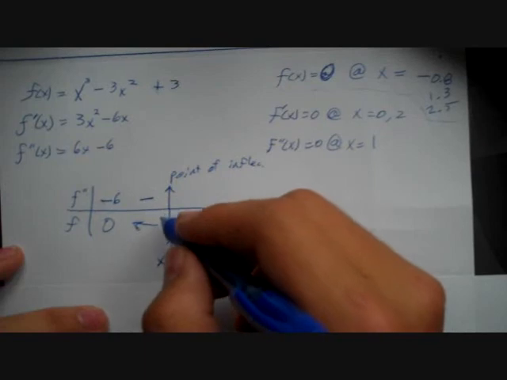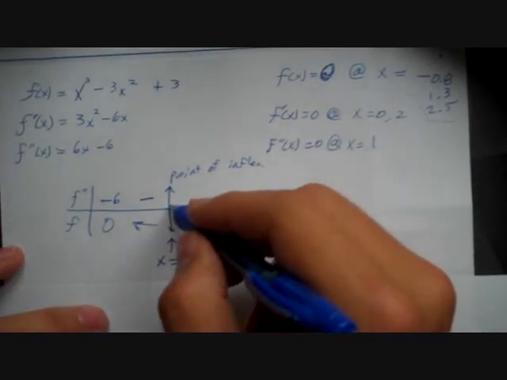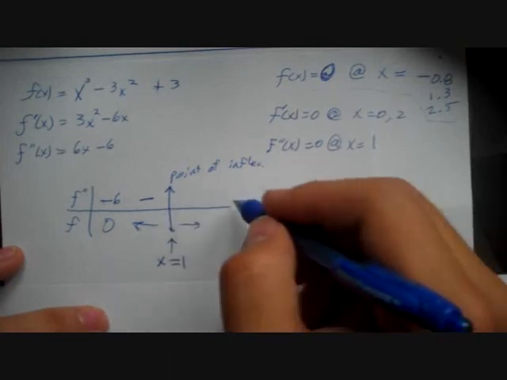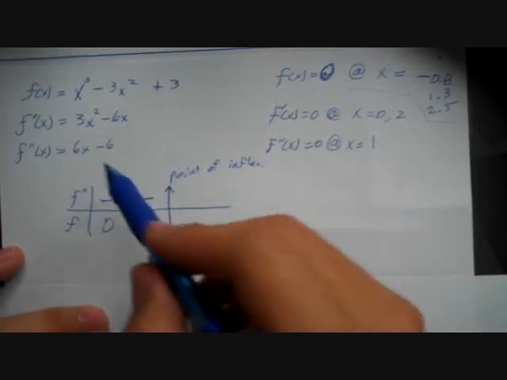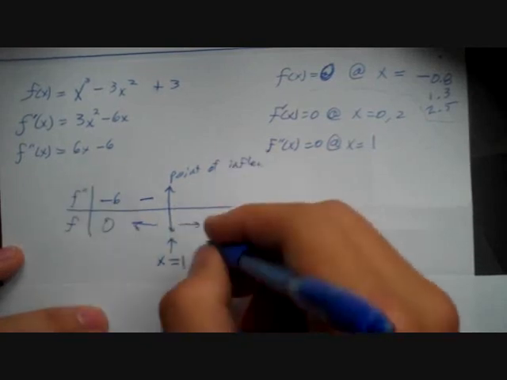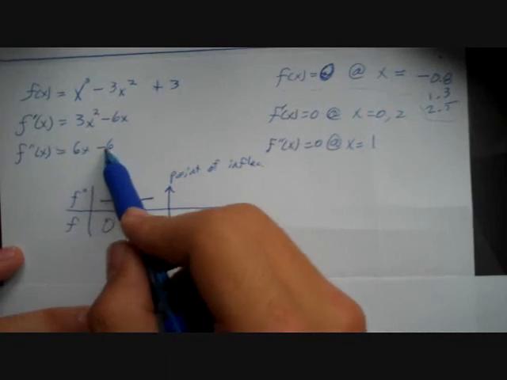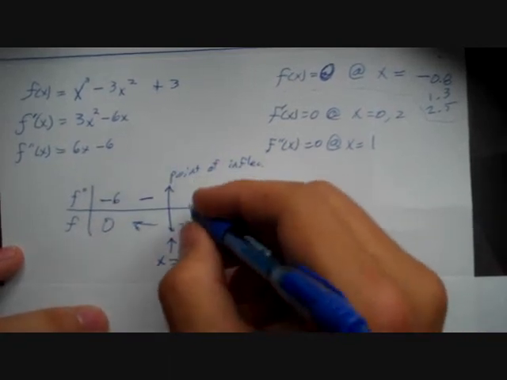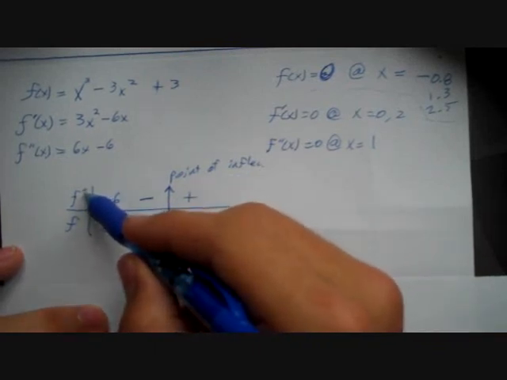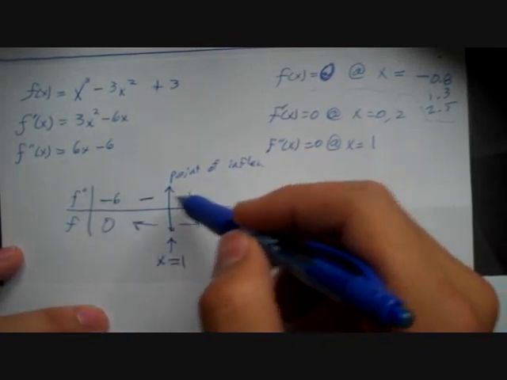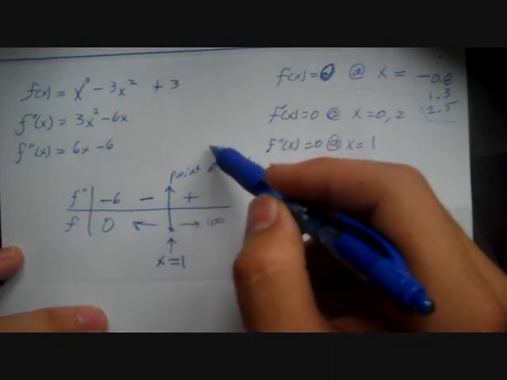So now we know that this side is negative, and let's pick a number on the other side. So let's pick, I don't know, some really big number, 100. Okay? So 6 times 100, that's 600, minus 6, well, that's definitely a big positive number. So this is positive. So our f prime prime is going from negative to positive. So that means it'll be going from concave down to concave up.